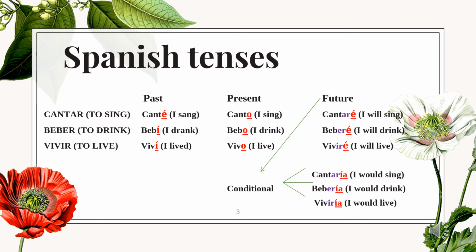Beber, I would drink, bebería. Vivir, to live, viviría. So, we keep the infinitive and we just add endings. The interesting thing and the easiest thing about the future and the conditional, as we will see, is that they keep the same endings no matter what the conjugation is. There is only one exception, which is the we form, but we'll look at that later on. So, cantaré, beberé, viviré.